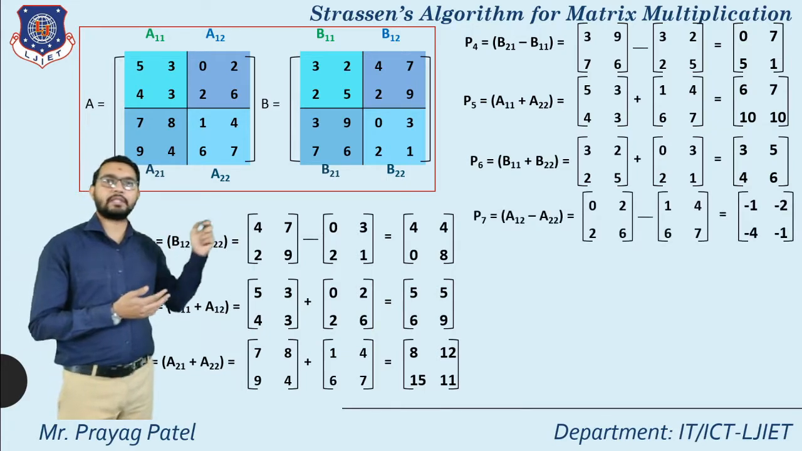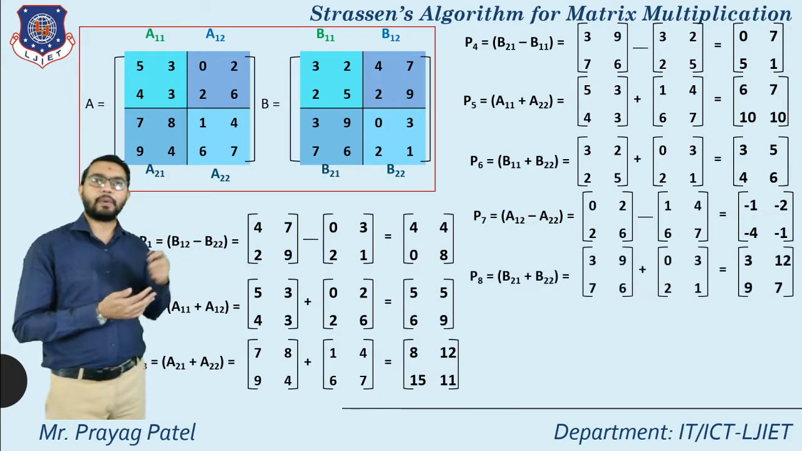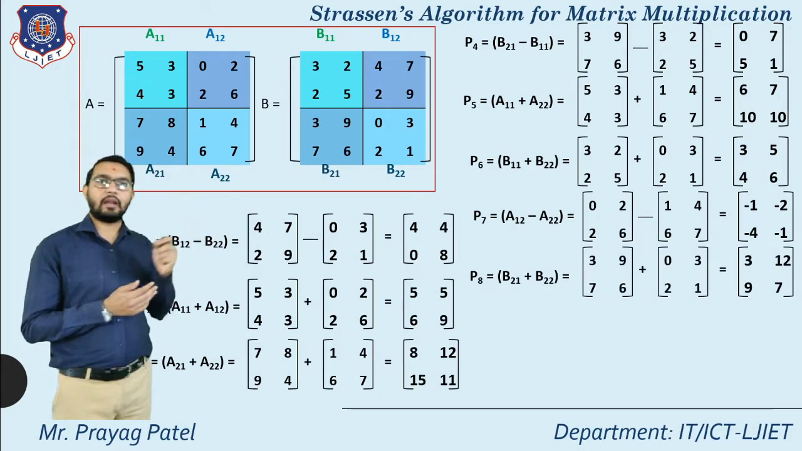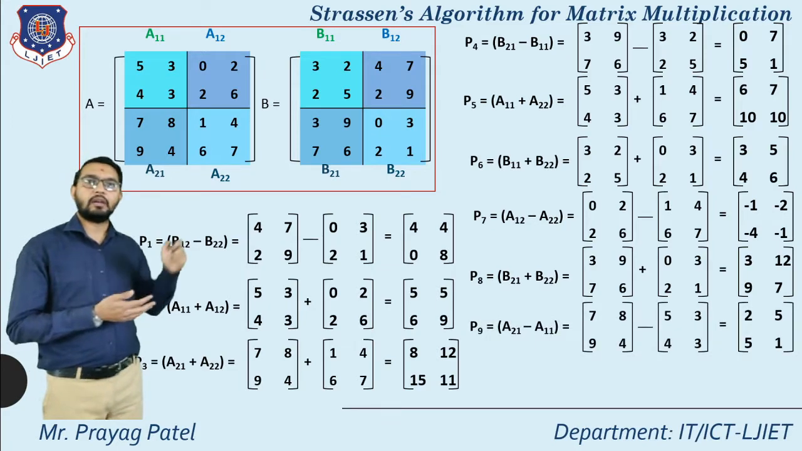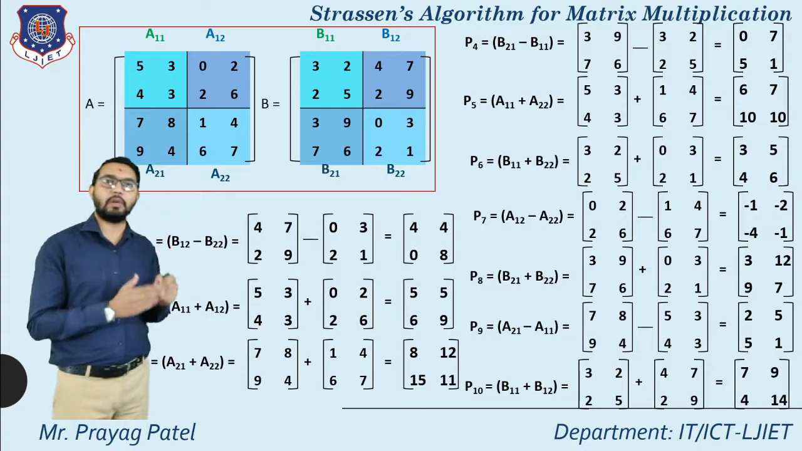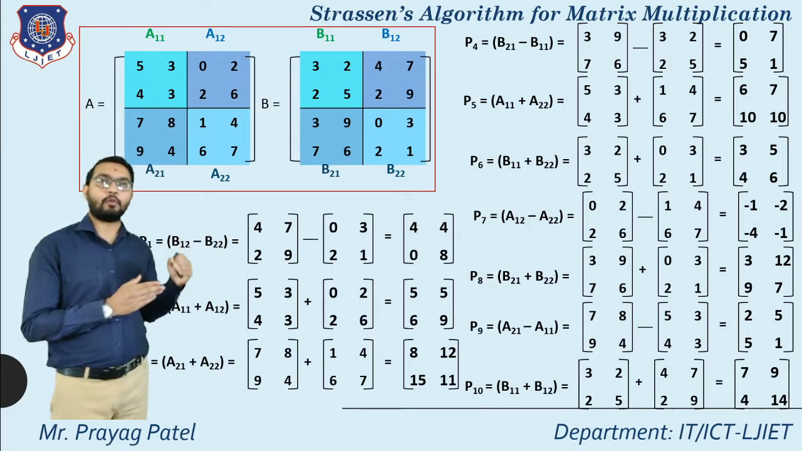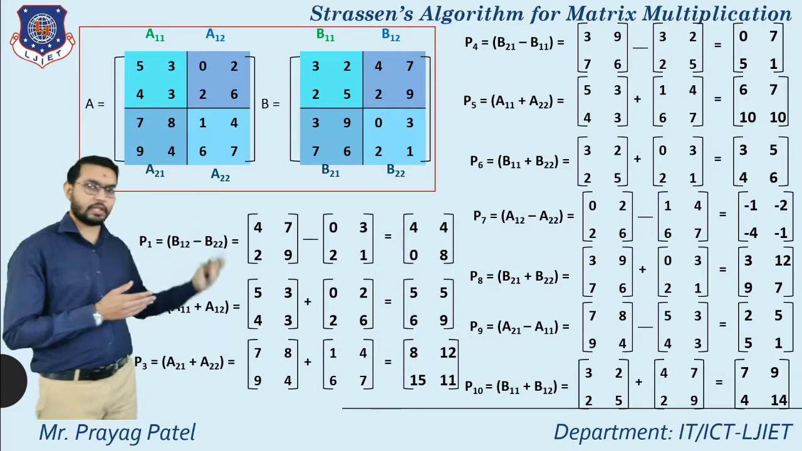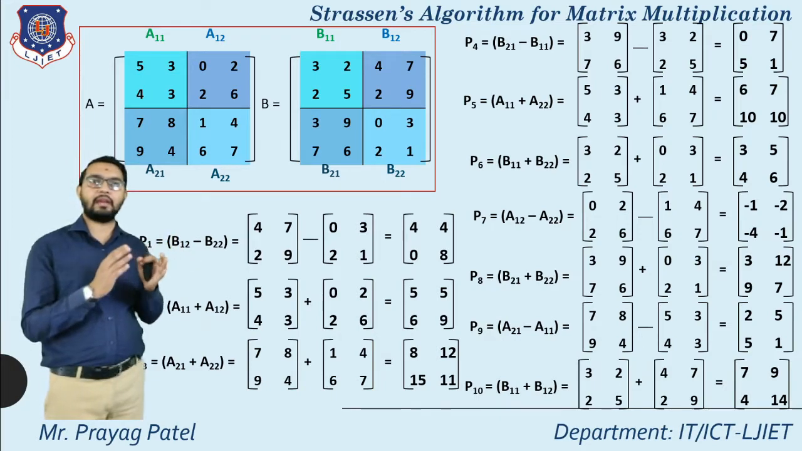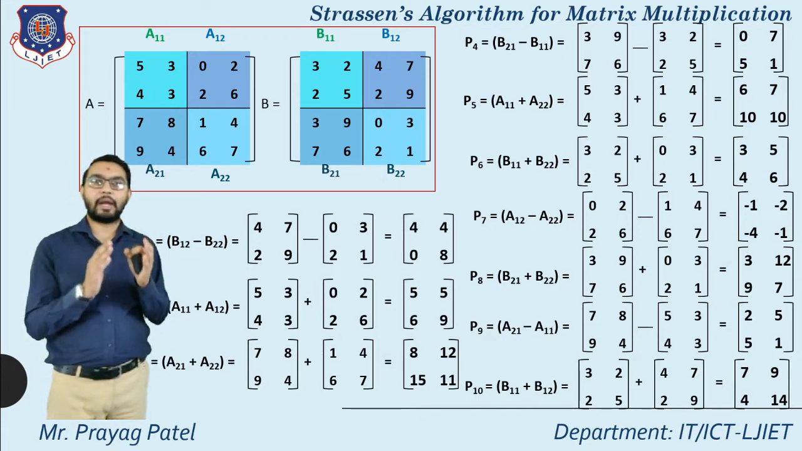In the same way we find P7: minus 1, minus 2, minus 4, minus 1. Then P8: 3, 12, 9, 7. Then P9: 2, 5, 5, 1. And P10 equals B11 plus B12, equals 3, 2, 2, 5 plus 7, 4, 2, 9, equals 7, 9, 4, 14. So this is P1 to P10, 10 addition or subtraction operations on your divided matrix.